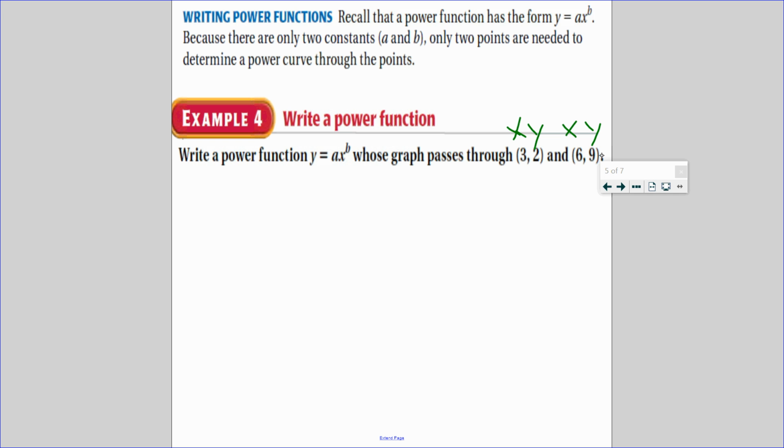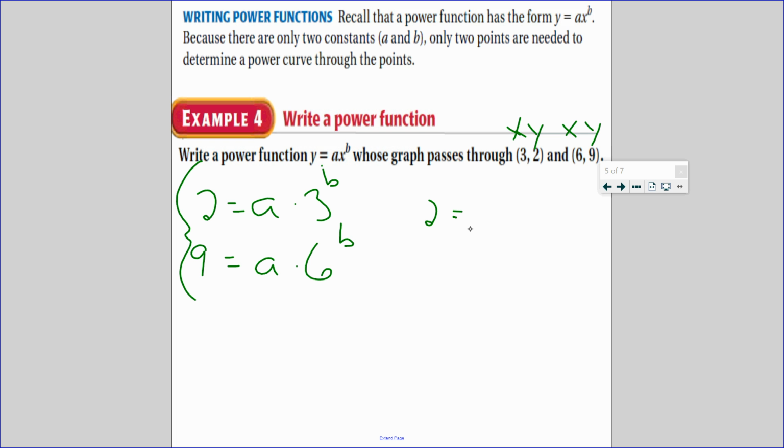So my first equation will be 2 equals a times x to the b. So 2 equals a times 3 to the b. Just checking that I've got that set up right. Okay, the second one will be 9 equals a times x, which is 6 to the b. So there's my system of equations. 2 equations, 2 variables. Let's do the same strategy we've been doing all day. Let's solve that first equation for a. So to solve our first equation for a, we're going to divide both sides by 3 to the b power. So a will equal 2 over 3 to the b power.